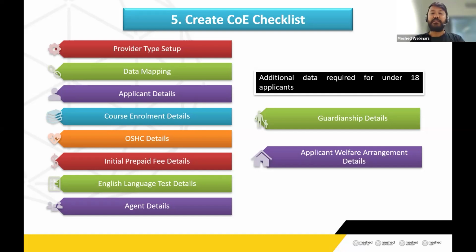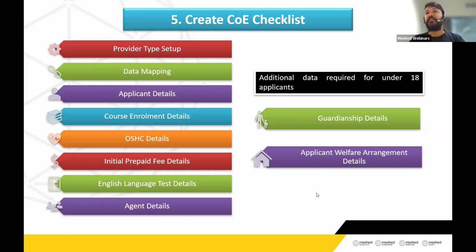If an English language test requirement is there for an applicant or a student, then you need to provide those details as well. For this, there are already existing fields in MEST system. You just need to record the information there. The next piece is the agent details. You need to make sure that the agent information is correct. Their agent name, email address, and so on are correct in MEST system. And then you have done the mapping as well.